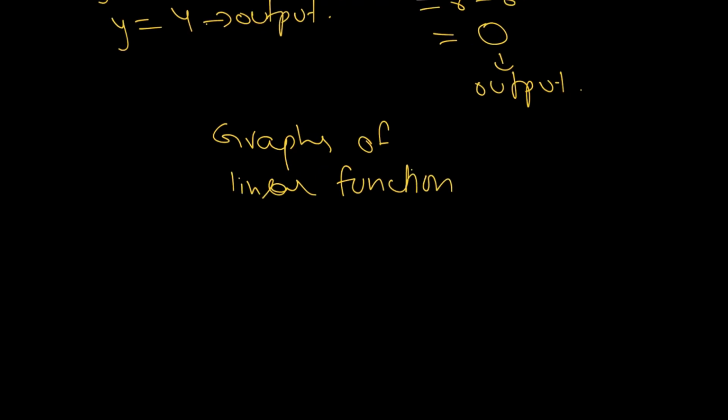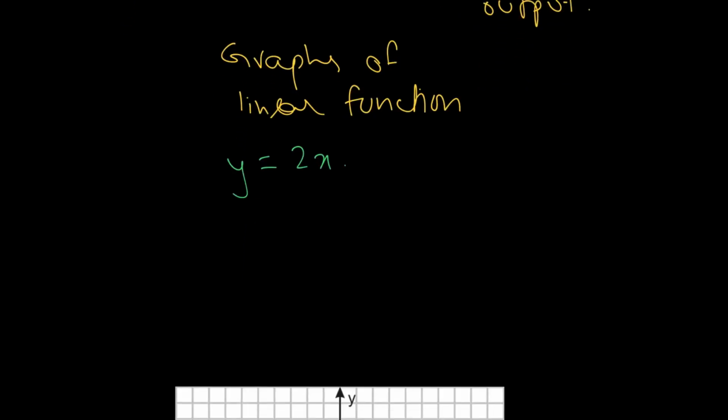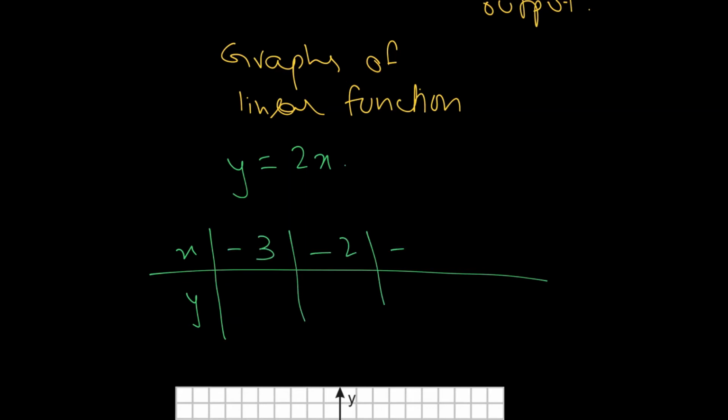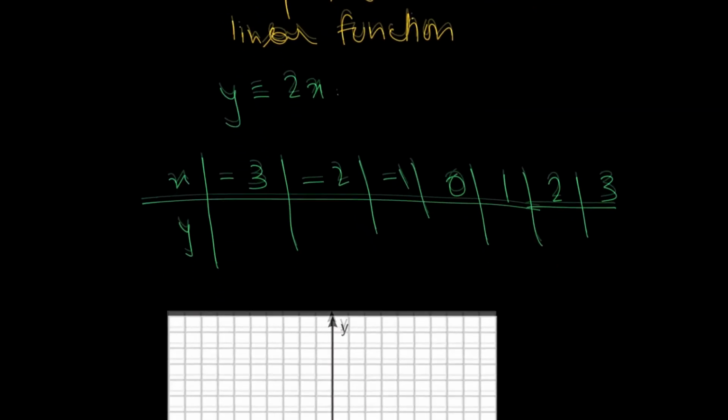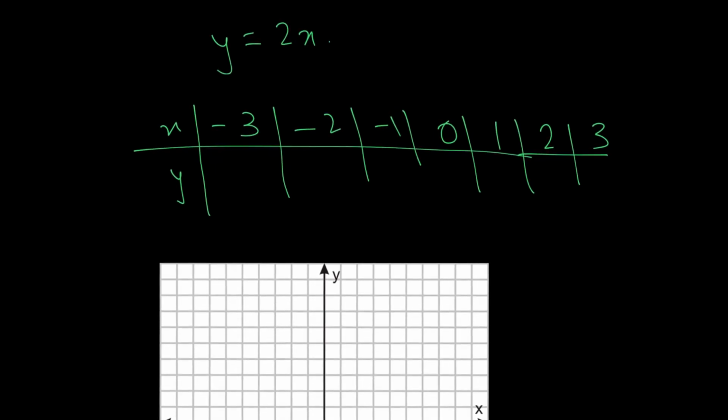Okay, so let's say we have a function y is equal to 2x, right? So what we basically do is we suppose values for x. So we make a table, something like this. Here we have our x values and here we have our y values. So we assume a few values for x. Let's say we assume minus 3, minus 2, minus 1, 0, 1, 2, and 3. These values are more than enough.